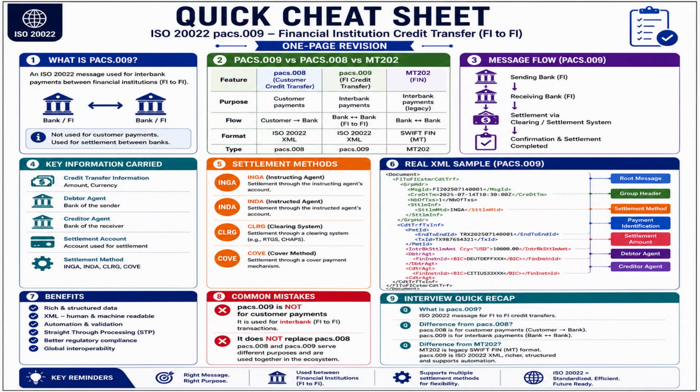Here's your one-page revision guide. Remember these key points. PACS009 is used for financial institution to financial institution payments. It uses a structured XML format. It supports multiple settlement methods. It is not used for customer payments and does not replace PACS008. Use this cheat sheet whenever you need a quick revision before interviews or certifications.